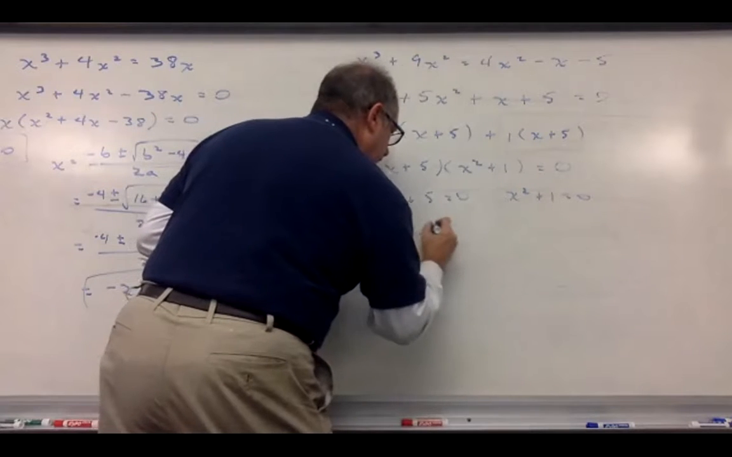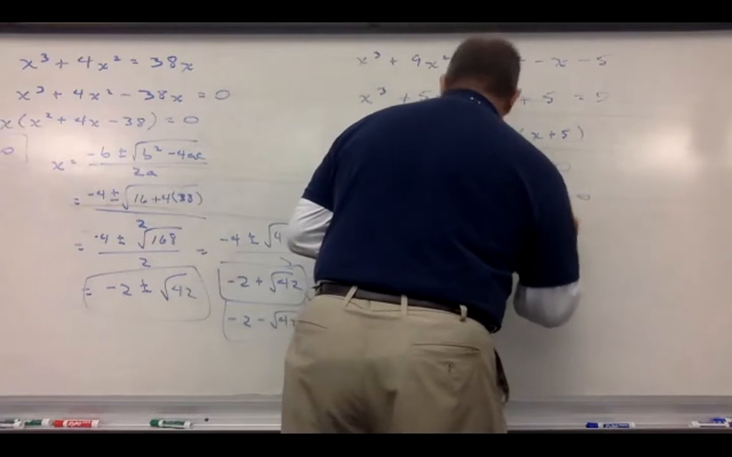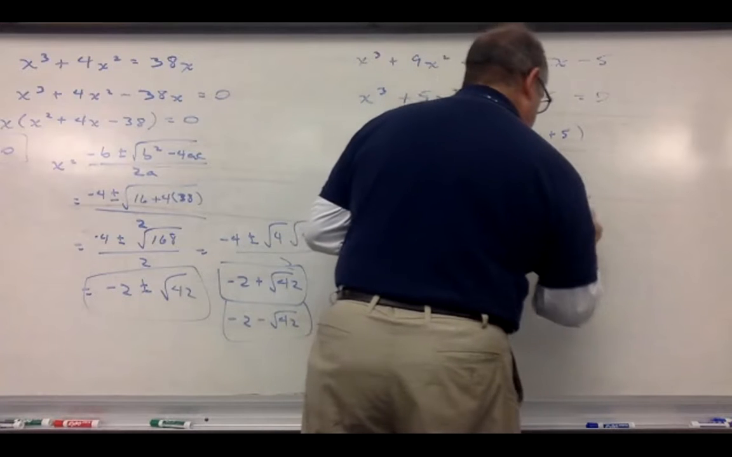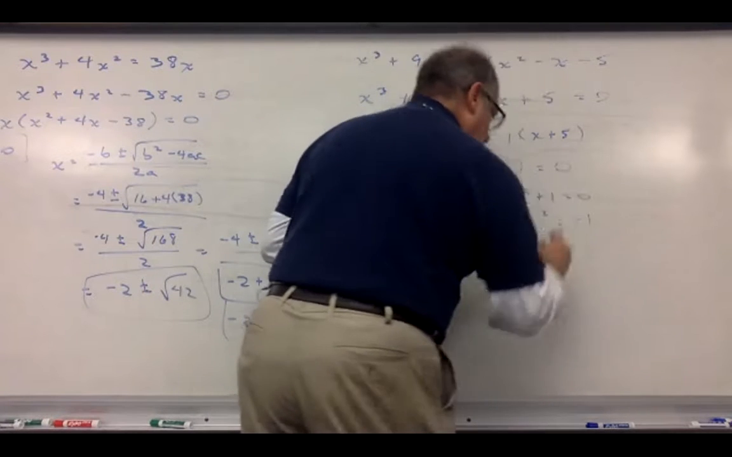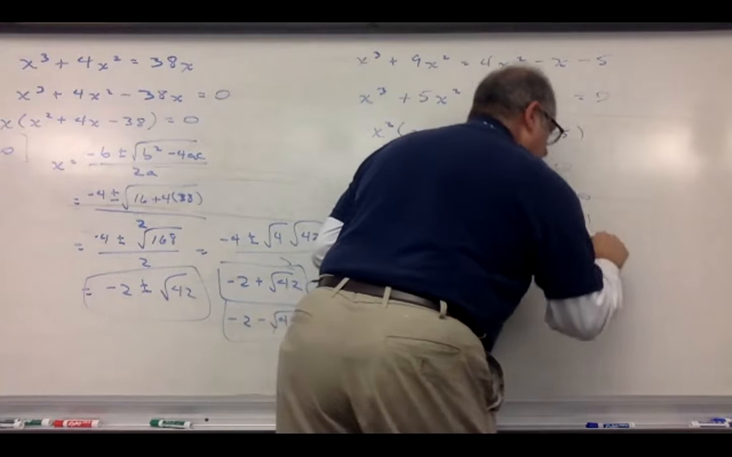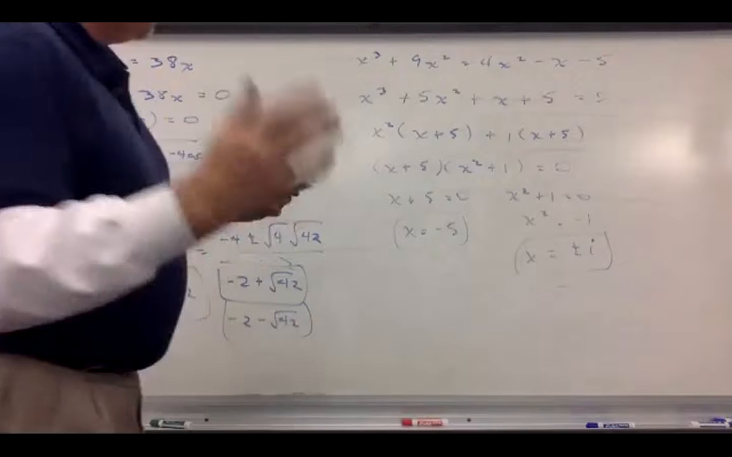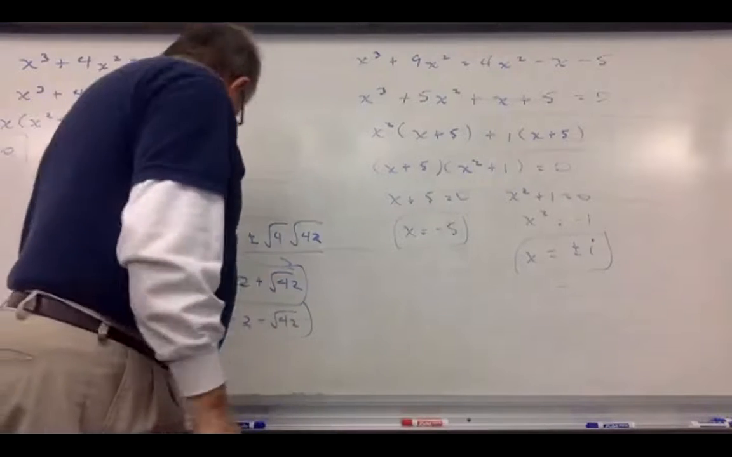Subtract the 5 to get x is equal to negative 5. Subtract the 1 to get x squared is equal to negative 1. Root that, and we get plus or minus the square root of negative 1, or i. And those are your three roots there.